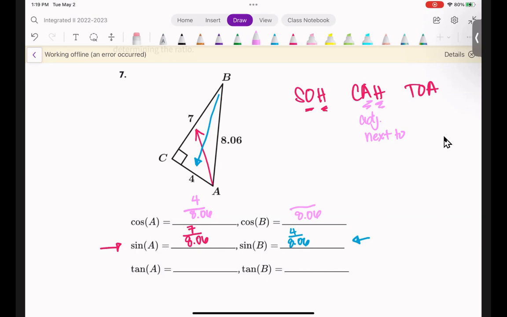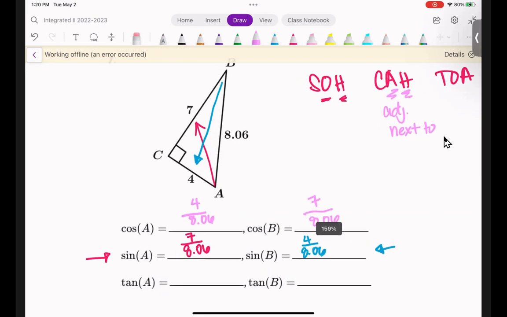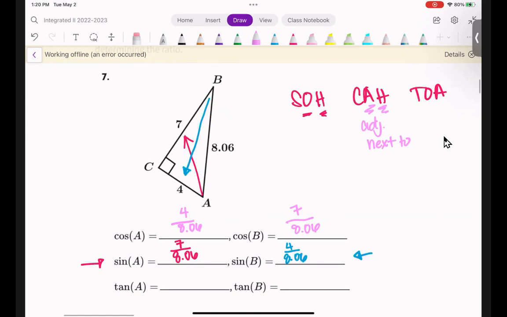Miss Johnson, all these are over the hypotenuse. Yeah, the hypotenuse is a pretty big deal, by the way. So in this case, cosine's adjacent is going to be 7. Okay, let's take a second and look at this. Does anybody notice anything about our answers?